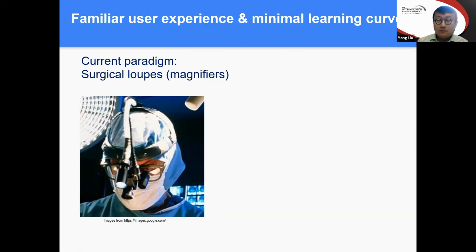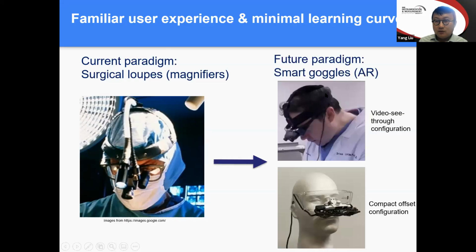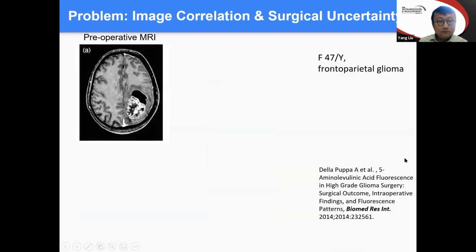To summarize, for the Smart Goggle project, we want to recreate a familiar user experience and minimize learning curve. So instead of using a simple magnifier, the so-called surgical loupe, we want to equip the surgeon with the capability to visualize functional imaging information in real time. So in the next few slides, I'm going to shift gears a little bit, and we're going to look at a slightly different problem in surgical navigation.